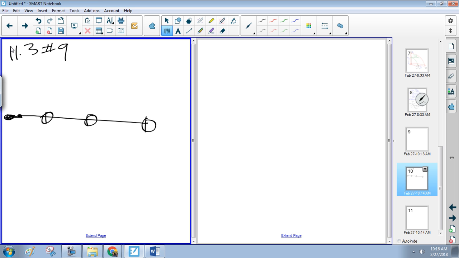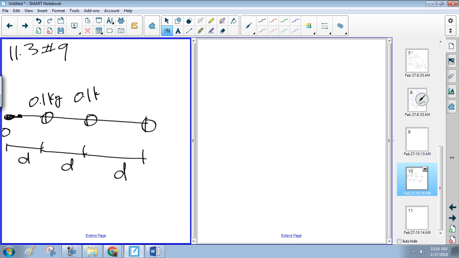All right, so here's our point O. Each of these distances is d. Each of these masses is 0.1 kilograms. All right, and so each of the d's are 0.06 meters. And so it says, by what percentage does the rotational inertia of the assembly around the rotation axis decrease? And then it gives you a particle.